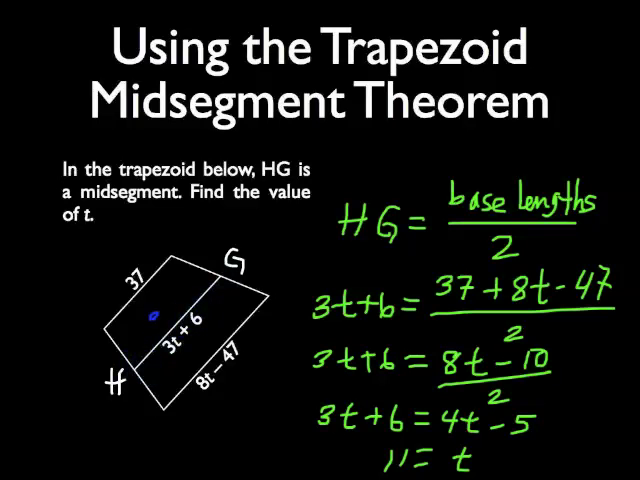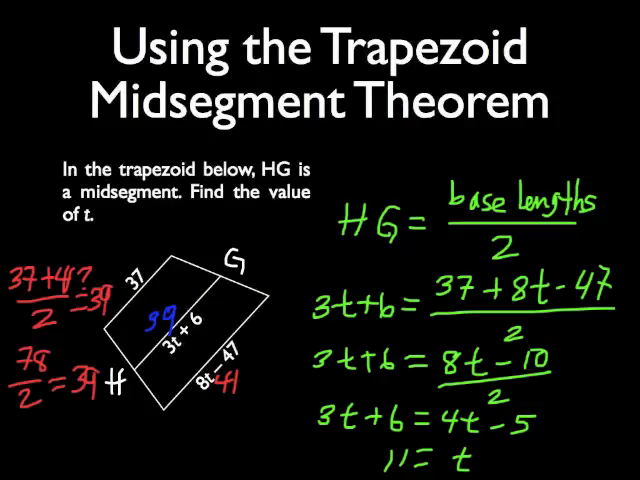We wind up with 33 plus 6, which is 39. Then we are going to wind up with 88 minus 47, which is 41. Our solution is indeed t equals 11.